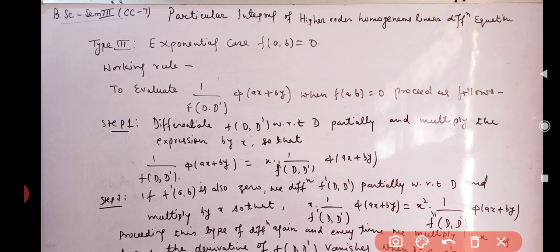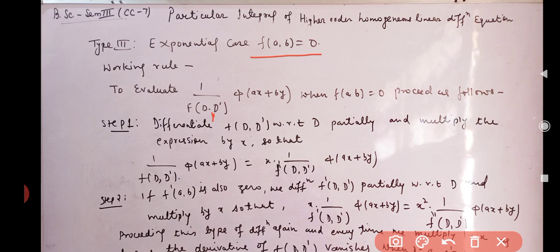So let's see. In type 3, the exponential case, where f(a,b) equals 0. In type 1 what we have seen is where f(a,b) is not equal to 0, and then we directly put the value of D as the coefficient of x in the exponential function given. So here, in the case when f(a,b) equals 0, what do we do? To evaluate 1/f(D,D') phi(ax+by), when f(a,b) equals 0, we proceed as follows.